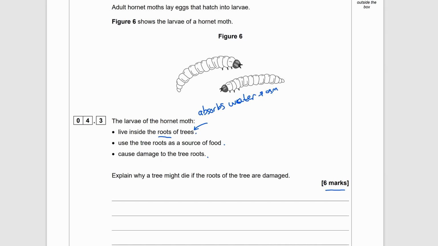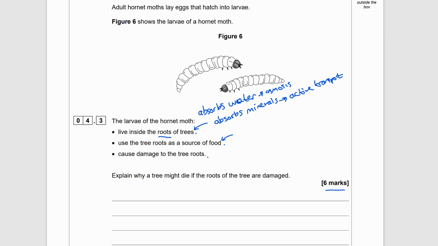And we know that that's through osmosis. The other thing that it will do is it will absorb mineral ions, and it will do that through active transport. Using the tree roots as a source of food, well, what does that mean now?